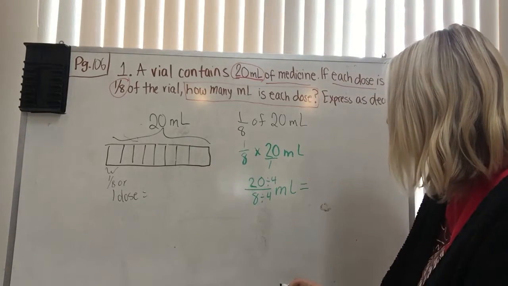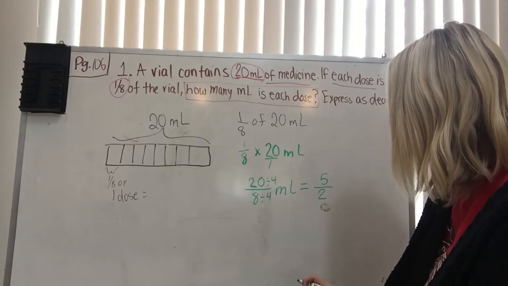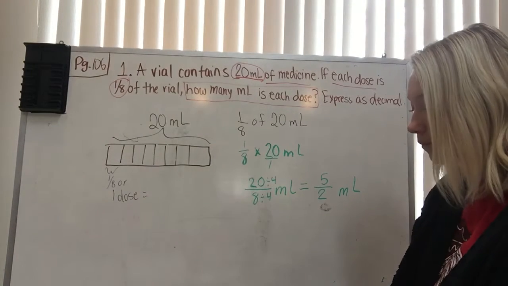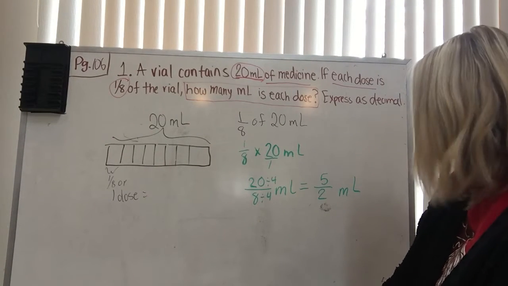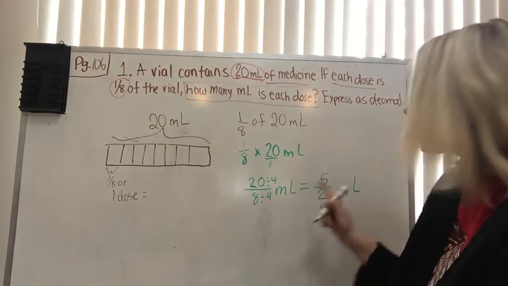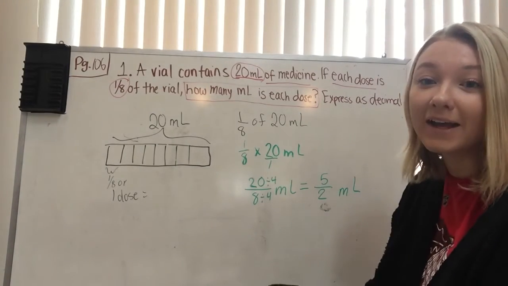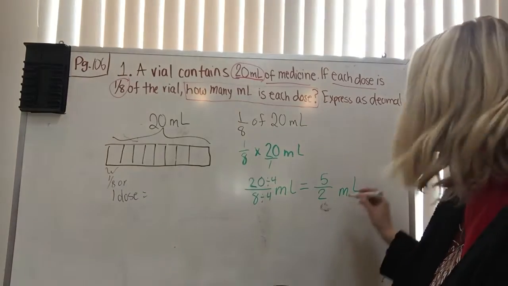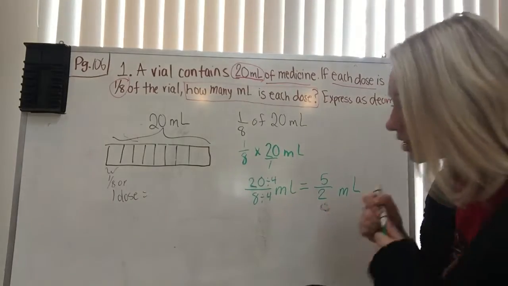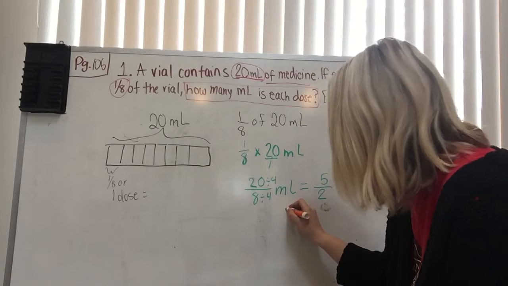And that's going to equal 5 halves milliliters. So now that I've simplified, stop the party. Is this simplified? No, I can simplify again because it's an improper fraction. So I'm going to change colors again. I'm going to simplify this and make it into a mixed number.